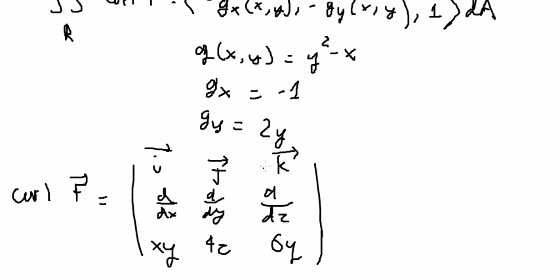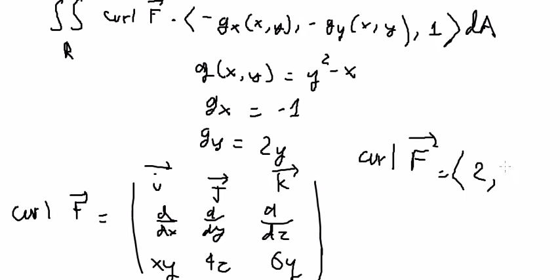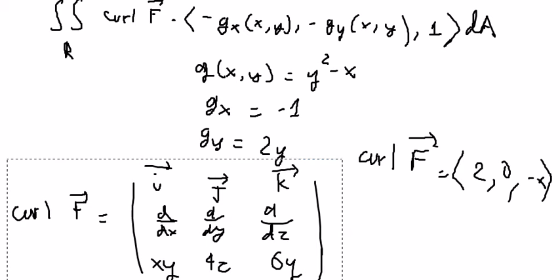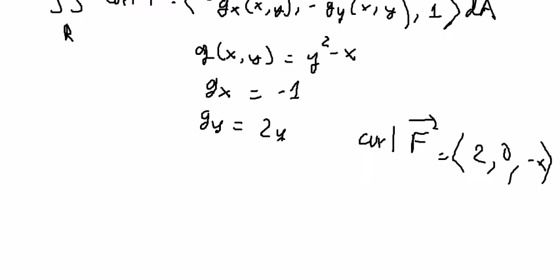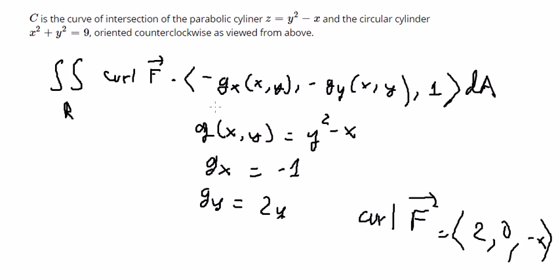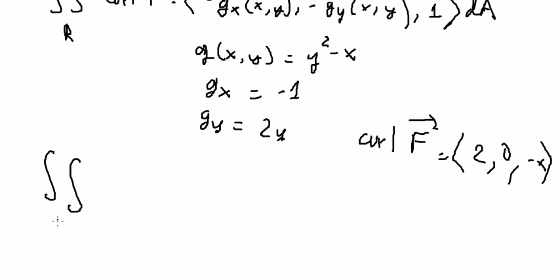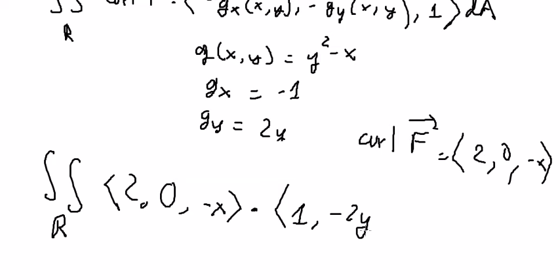And now we can find the curl of vector F. That should be about 2, 0, and negative x. So we put everything in here. So we get number 1, negative 2y and number 1.